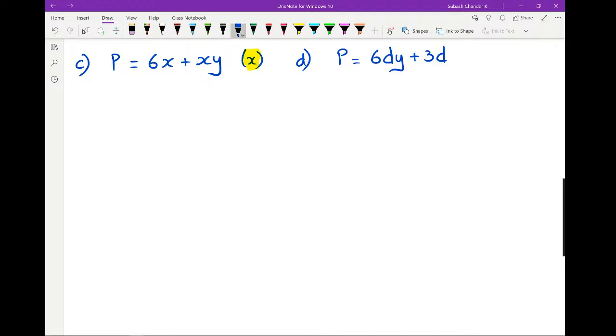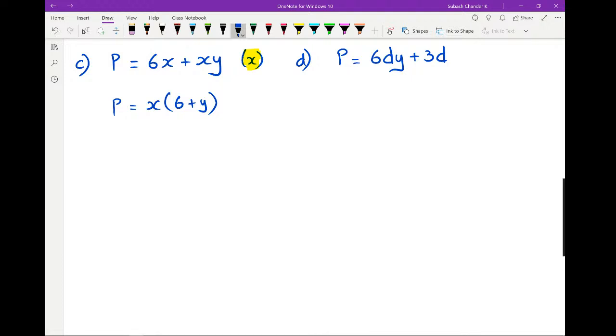Cool. I want to go through question C with you guys first. Remember I said I wanted you to make X the subject. But the problem is X is on both 6X and XY. Because of that, what you need to do first is factorize it. Because X is a common factor in both 6X and XY, we're going to rewrite this as P equals X, and we're going to take X out and put a bracket in there, which means we're going to get 6 plus Y.